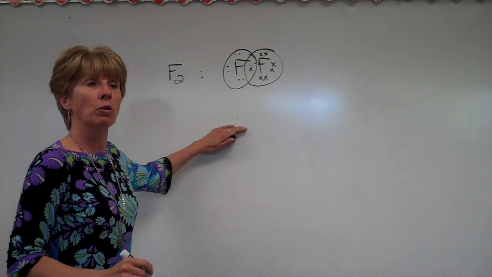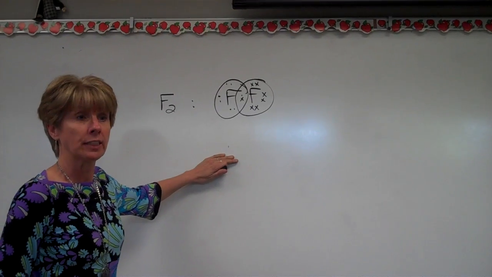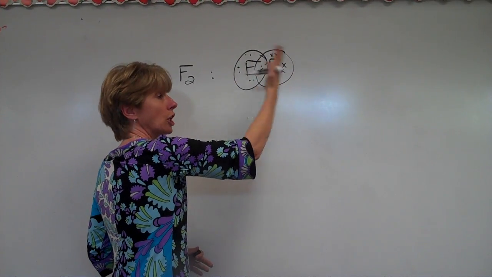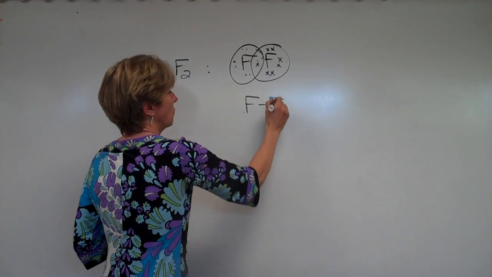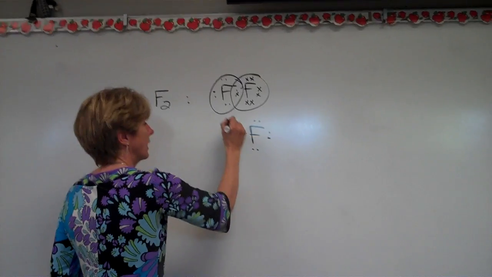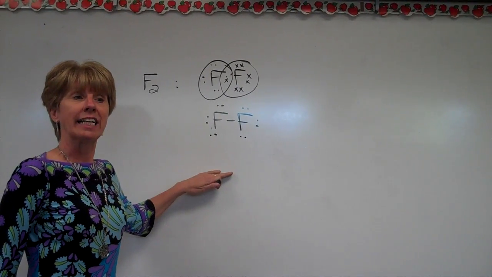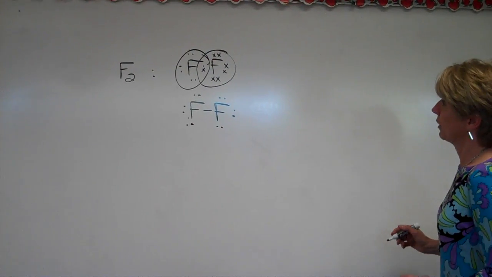This is a nonpolar covalent bond. The molecule is nonpolar. This molecule is symmetrical. It's linear. If you were going to do the structural formula of this thing, it would look like this. Fluorine is linear. Let's do another molecule.